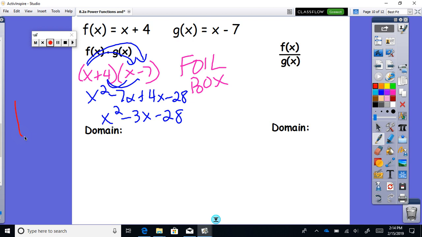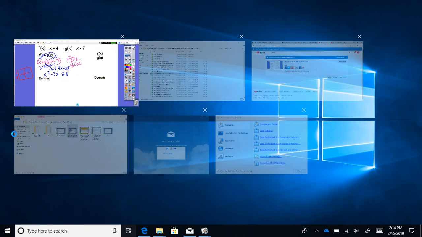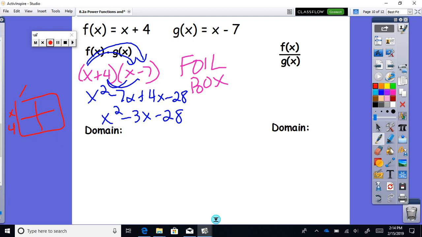Now you'd get the same thing if you did it in the box. x and 4, x and negative 7, you get x squared, negative 7x, 4x, and negative 28. So you get the same answer here.